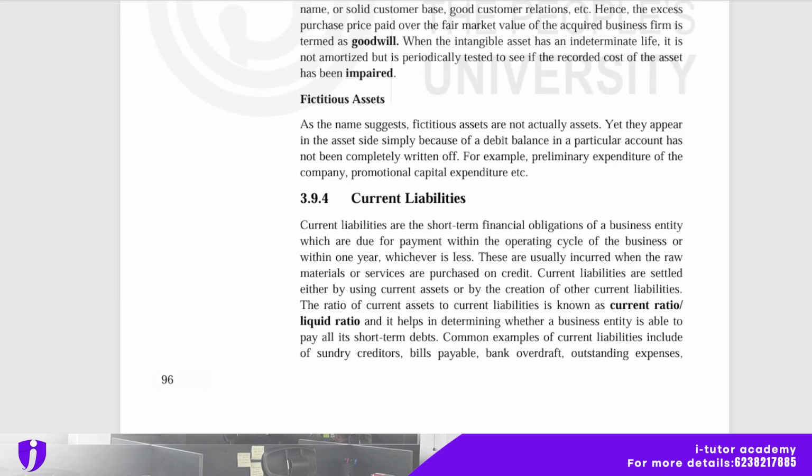And fictitious assets, as the name suggests, fictitious assets are not actually assets, yet they appear on the asset side simply because a debit balance in a particular account has not been completely written off.